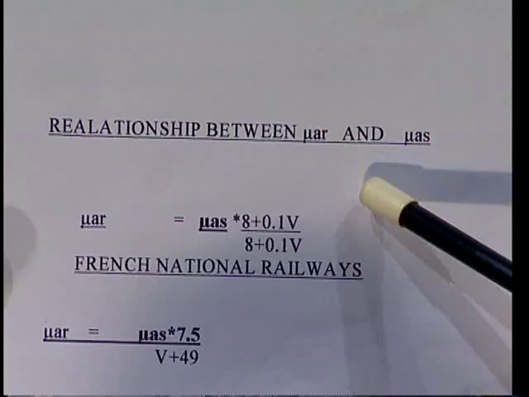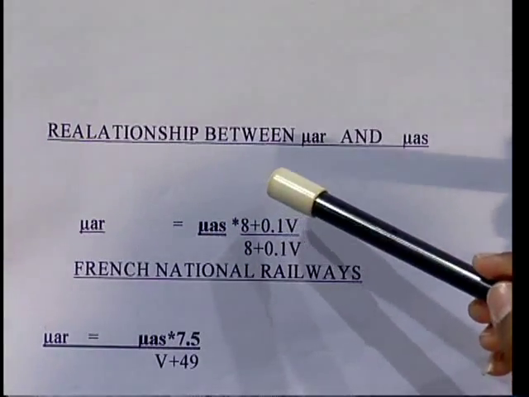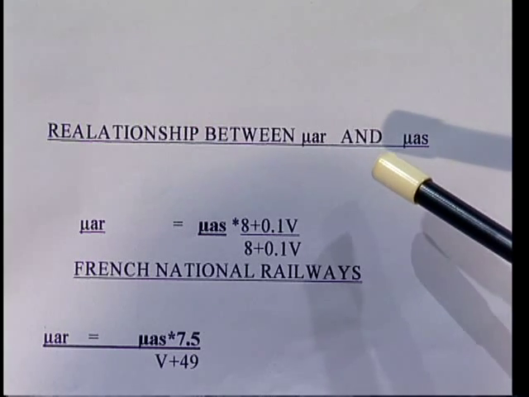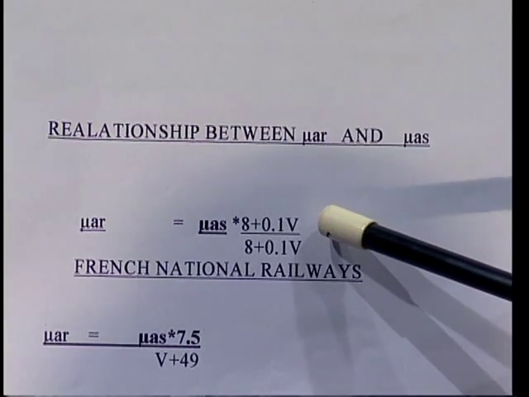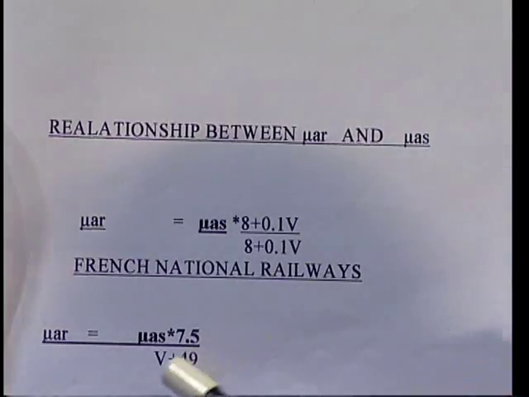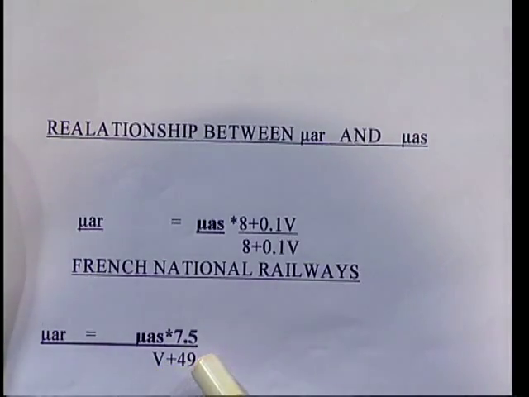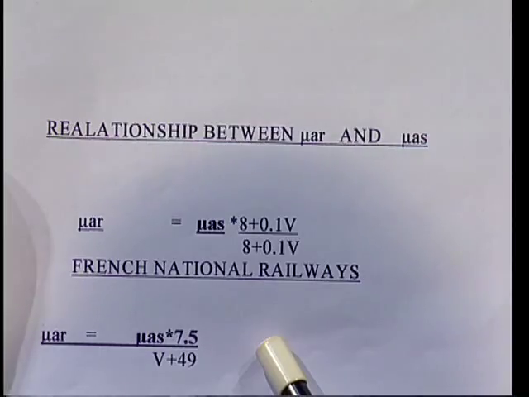The relationship between the coefficient of adhesion at starting and at running is given by two companies: first the French National Railways, and second the Curtius and Knipper company. First, the French National Railways: mu_AR is equal to mu_AS into (8 + 0.1V) by (8 + 0.1V). Next, mu_AR is equal to mu_AS into 7.5 by (V + 49). This is given by the Curtius and Knipper company.